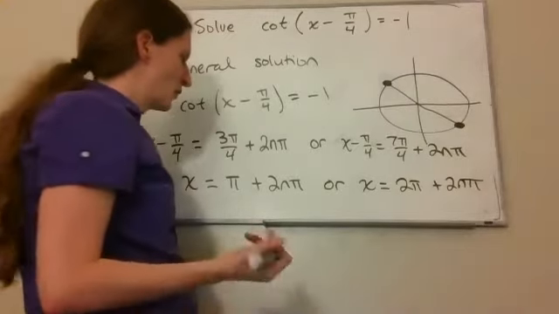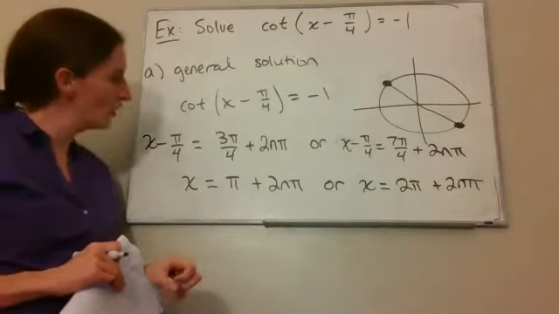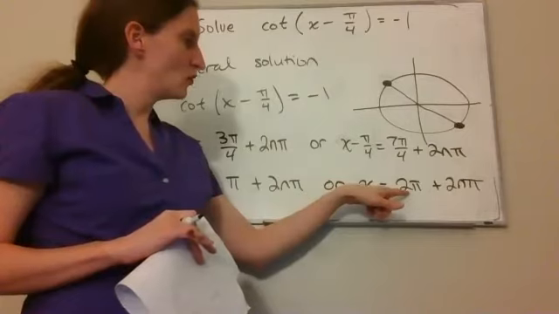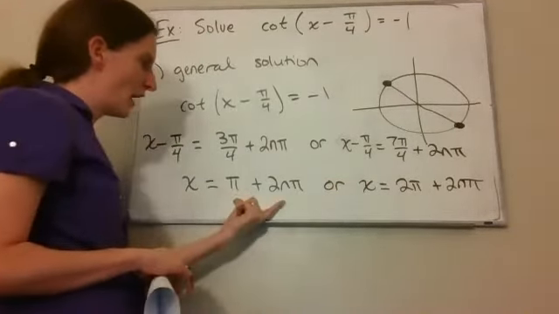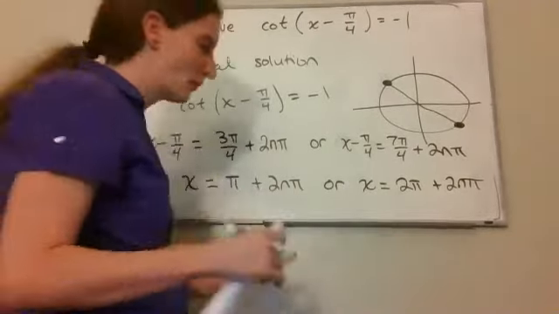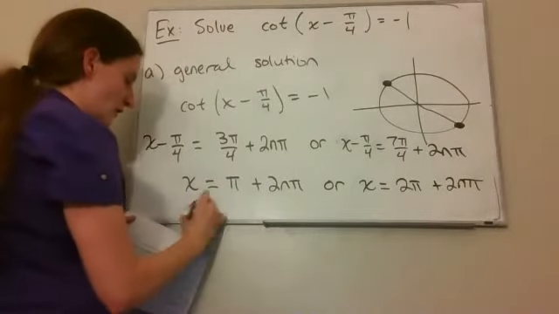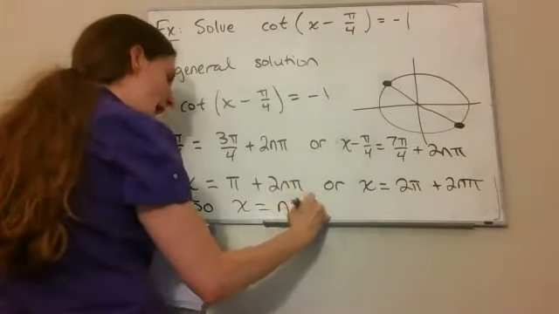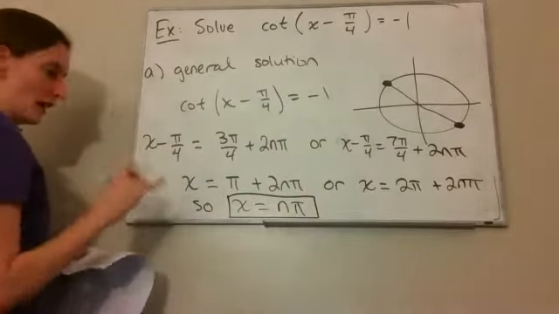Now take a look at what both of these are saying. This is pi plus all multiples of 2n pi. And this one is 2 pi plus our multiples of 2 pi. So this is going to get me all the odd multiples of pi, and this one's getting me all the even multiples of pi. But regardless, I get multiples of pi in general. So x is equal to a multiple of pi. And that summarizes all of the answers in just one nice answer.